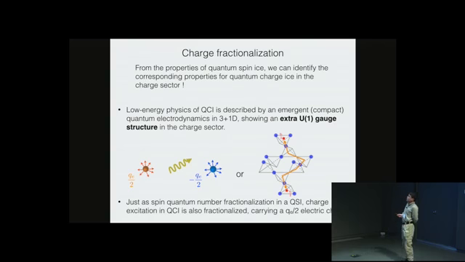So there is an additional U(1) gauge structure in the charge sector, besides the U(1) gauge field which causes the spin-charge separation. Just as with spin quantum number fractionalization in quantum spin ice, the charge excitation in a quantum charge ice is also fractionalized, carrying e/2 electric charge. It carries half the electron charge. And these are two different fractionalized charge excitations, and they are interacting with the emergent photon degrees of freedom.